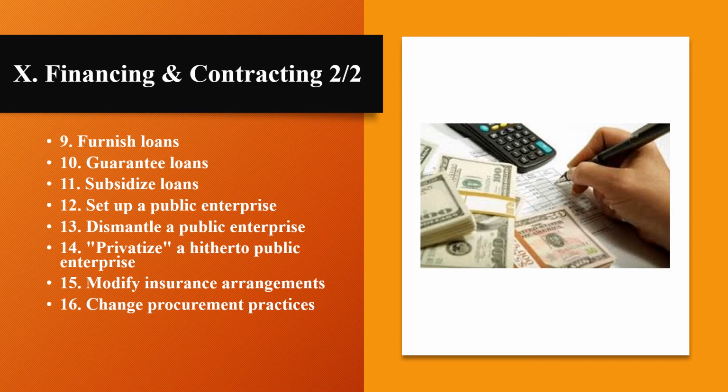This is the continuation of the financing and contracting section. You can furnish loans, guarantee loans, subsidize loans, set up a public enterprise, dismantle a public enterprise, privatize a public enterprise.